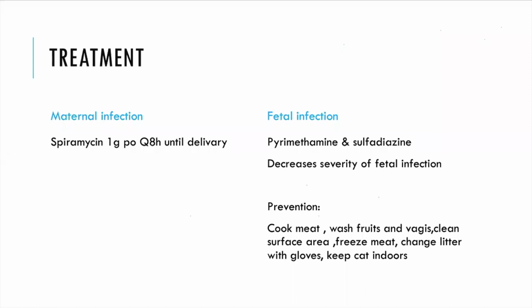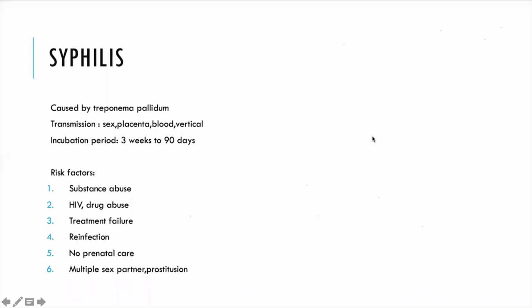To prevent toxoplasmosis from happening, you have to cook the meat, wash the fruits and veggies, clean the surface areas that you're using, either to cut or chop the fruits and vegetables, freeze the meat, change the litter with gloves. Meaning those who keep cats, when they change the cat litter, you have to use gloves and always keep the cats indoors. For syphilis, we said the causative organism is Treponema pallidum.